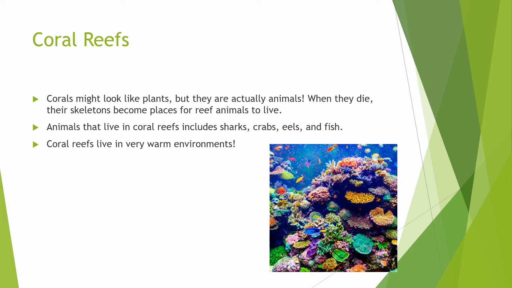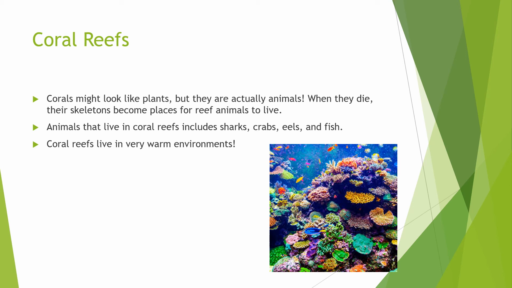Now we're going to talk about coral reefs. Coral reefs are some of the most beautiful places in the world. Corals might look like plants, but they're actually animals. They just don't interact like how animals we're used to do. When they die, their skeletons become a place for reef animals to live. Now that might sound a little morbid, but you'll find them in certain parts of different oceans, and when their life is over, they dry out and they become harder, and this is when fish will use them for protection.